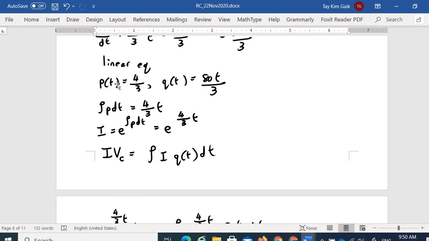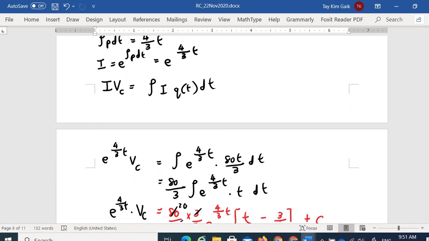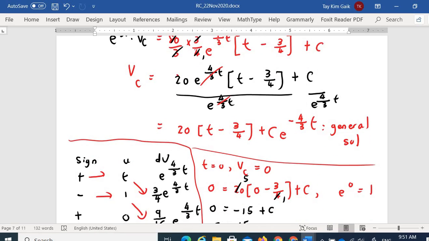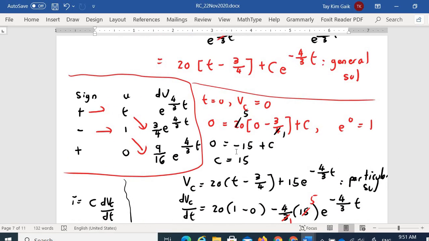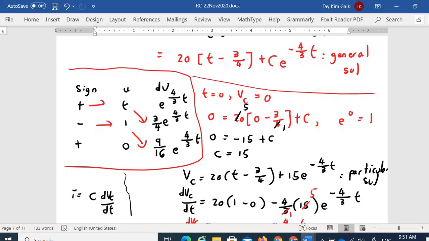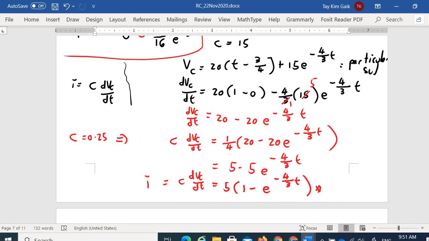So for a linear equation, first step, identify your P(t), Q(t). Second step, integrate P with respect to t. Third step, find the integrating factor, I is actually exponent integral P dt. And then the solution for the linear equation, because you want to solve for VC, is integrating factor I times VC equal to integral I Q(t) dt. So again, in this case you need to solve it using the tabular method. Then plug in the initial condition, you get the particular solution. Okay, we obtain the VC, it is actually the particular solution.